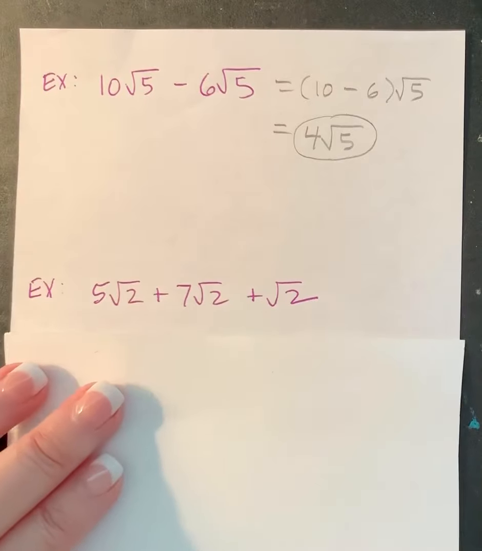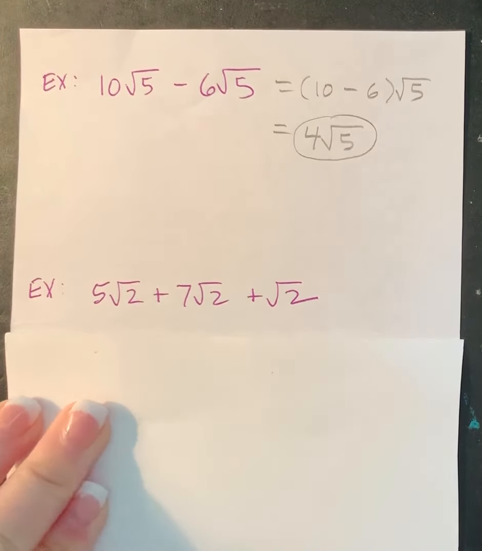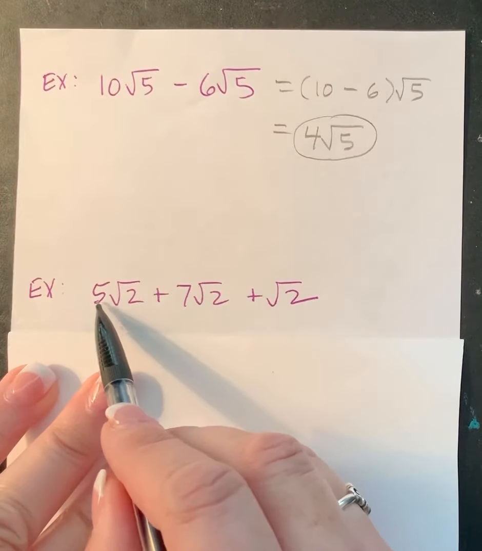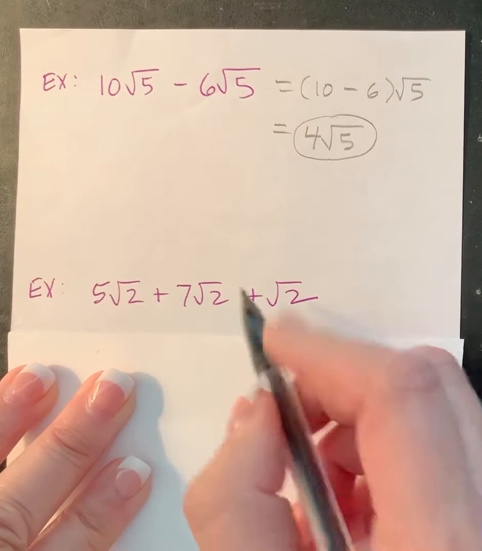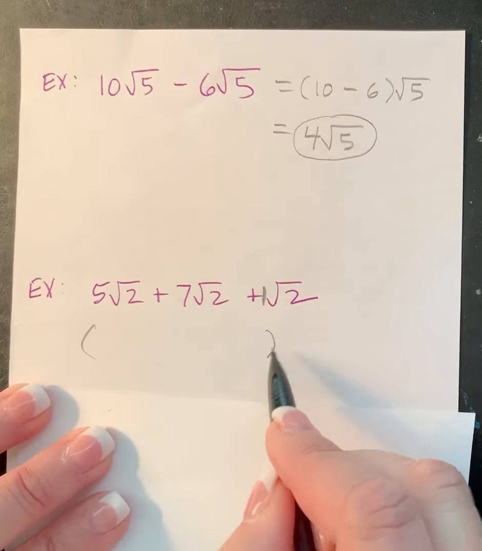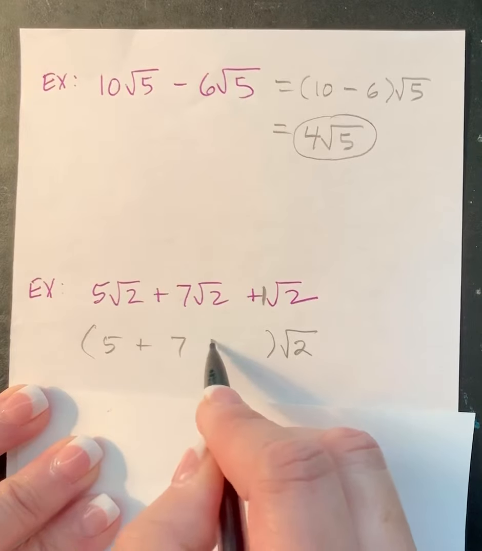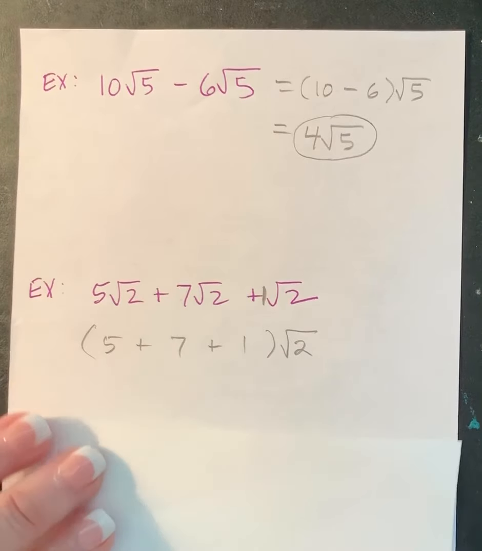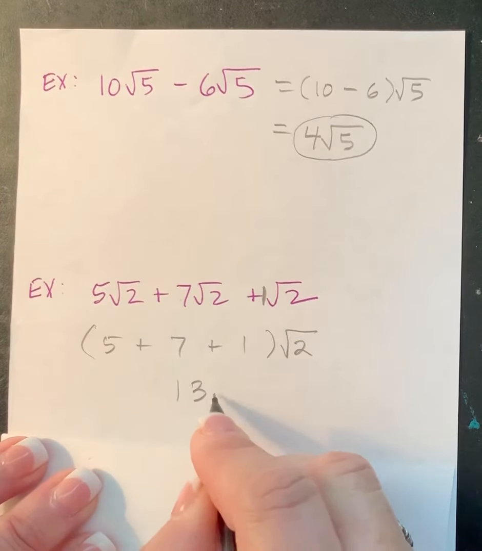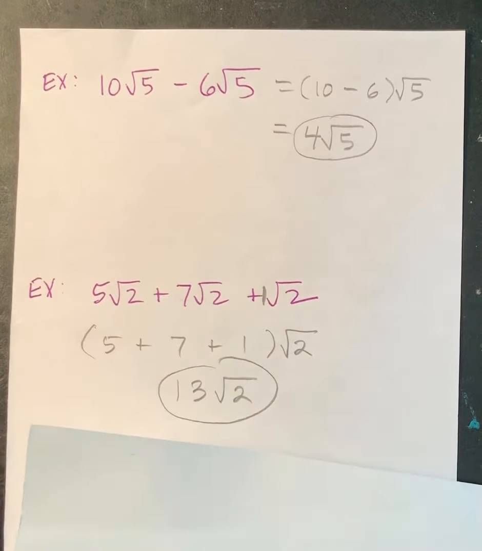Or here's one with several. 5 square root of 2 plus 7 square root of 2 plus 2 square root of 2. All right, so in this case, we have a 5, a 7 as coefficients, and a 1. So if you were going to write this the long way, and put the square root of 2 out here, you'd be adding 5 plus 7 plus 1. So you're going to end up with 13 times the square root of 2. Again, you can do that in your head.